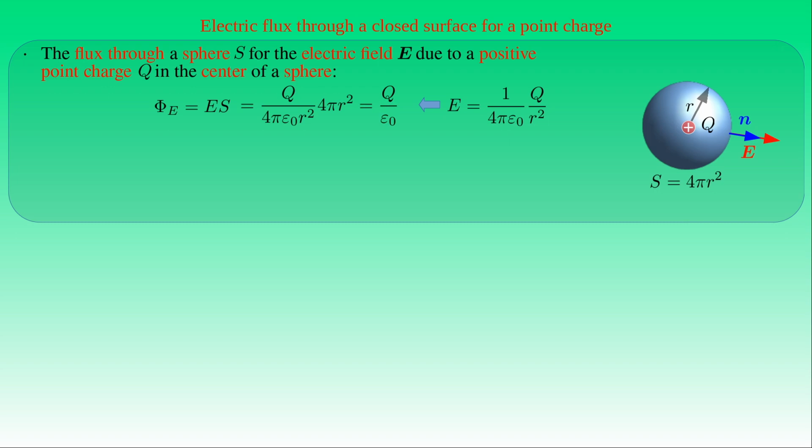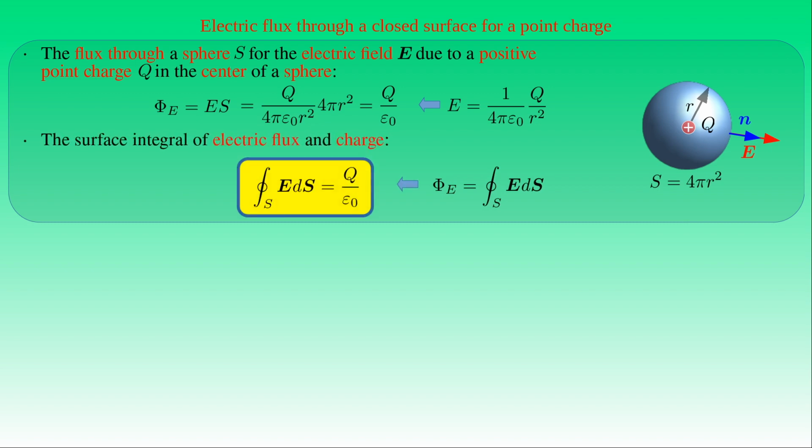Since the flux through the closed surface S is the surface integral of the electric field strength over the surface, we can conclude that the surface integral of the electric field strength E of the point charge Q over the sphere S with the point charge in its center gives the charge Q divided by epsilon naught.